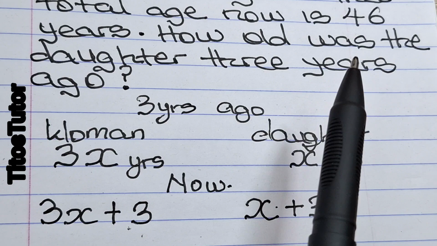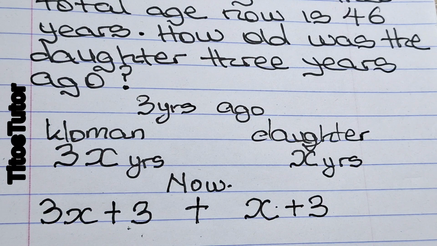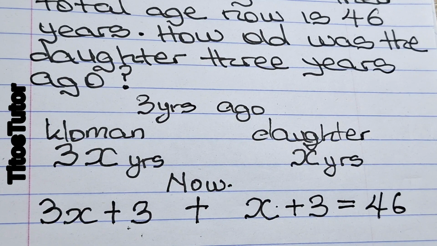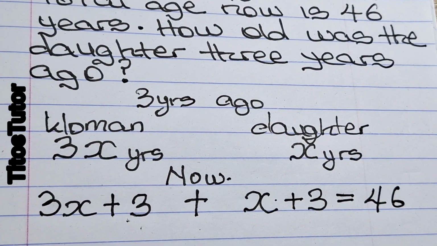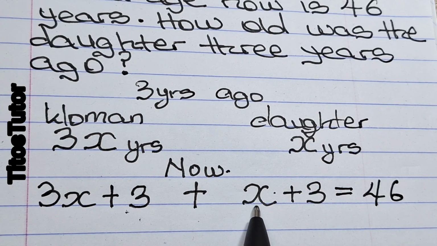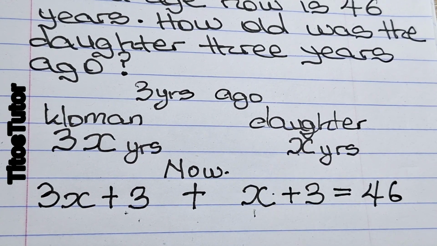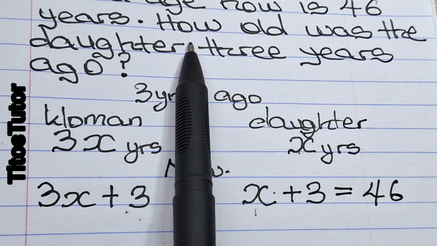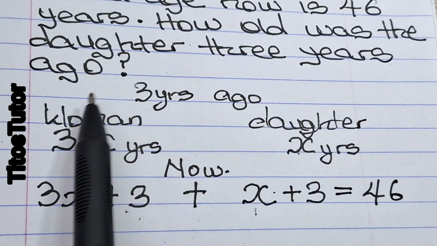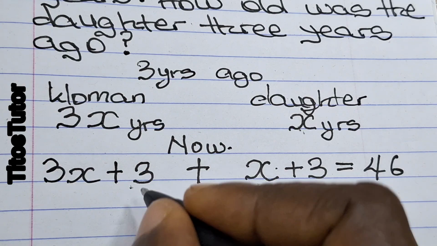And the question says that the sum of their age now, that means I'm going to add these 2 ages together, is equal to 46. Can you see? I have written an algebraic equation, and once I solve the algebraic equation, it gives me what x is, and x is the age of the daughter 3 years ago. And that's exactly what the question is asking me. How old was the daughter 3 years ago? x. Okay, so let's solve this algebraic equation.